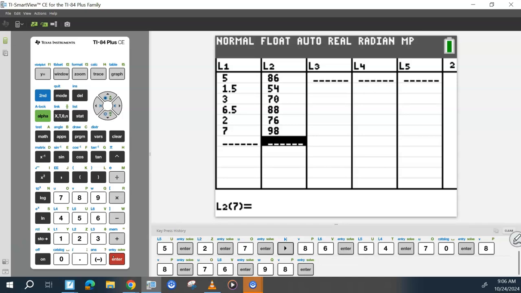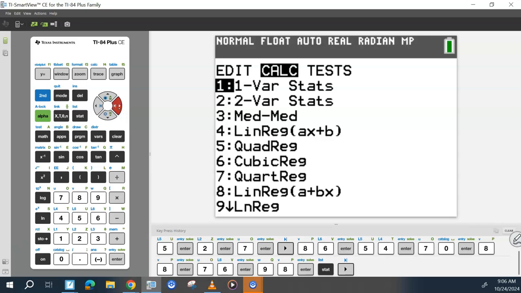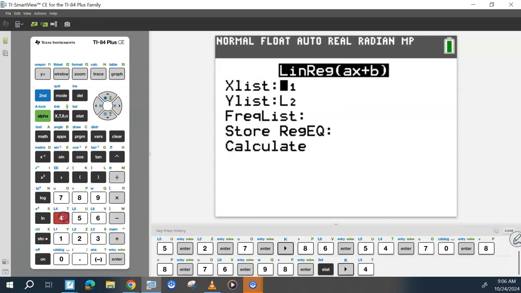Steps are on your notes. Next, you're going to go back into stat, and then we're going to go over to the right to calculate. And then which of these things do we think we're going to use? On your notes. Because we haven't talked about the other stuff. There are two linear regressions, but we want the one that looks more like our y equals mx plus b, where in this case a is m, but we want the fourth one. So you can either go down to 4 and hit enter, or just hit 4. And then you should be on something that looks like this. Anyone not there?